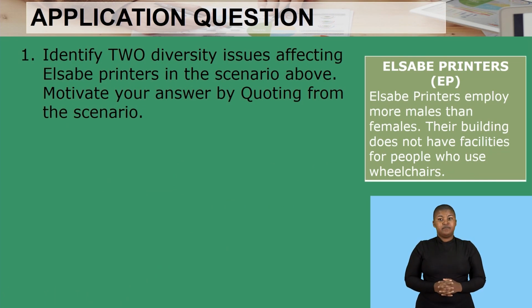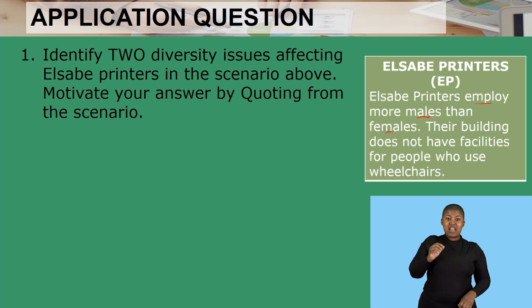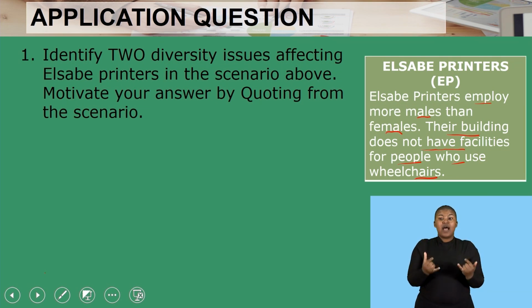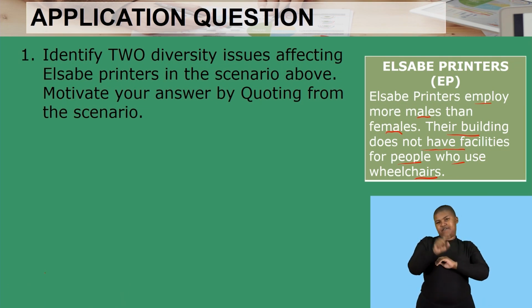So you have the two diversity issues that are needed. Immediately when you see the issue saying they are employing more males than females, it talks to one diversity issue, which is gender. Then the other one is saying their building does not have facilities for people who use wheelchairs. So that one talks to disability as a diversity issue. So therefore, you are expected now to what? Identify the diversity issues first, and the first one is gender.